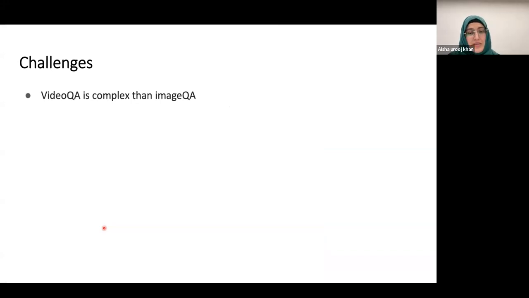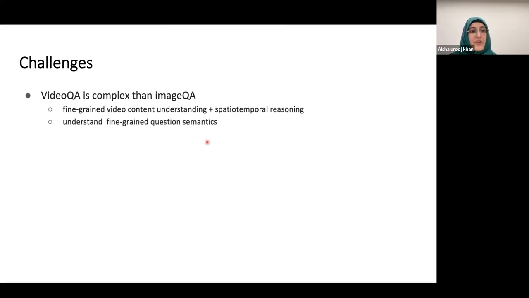When we extend this visual question answering task to videos, it becomes even more complex, because now we not only have to understand a situation, we also have to understand the fine-grained details in a video, and do the reasoning in the space as well as the time dimension. The questions are also more complex now, and we have to understand the fine-grained question semantics. We will see more examples in the next slides to understand what this means.